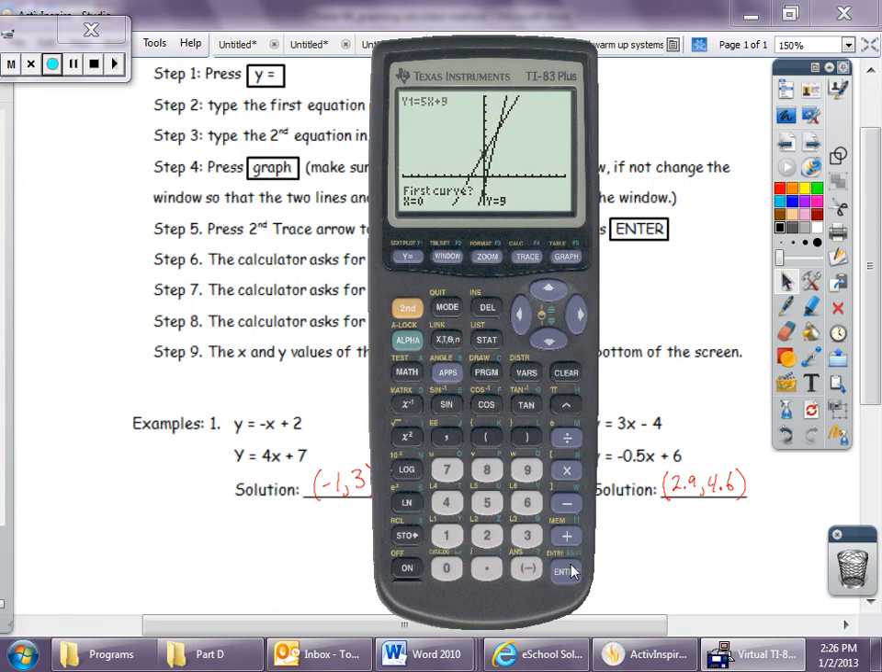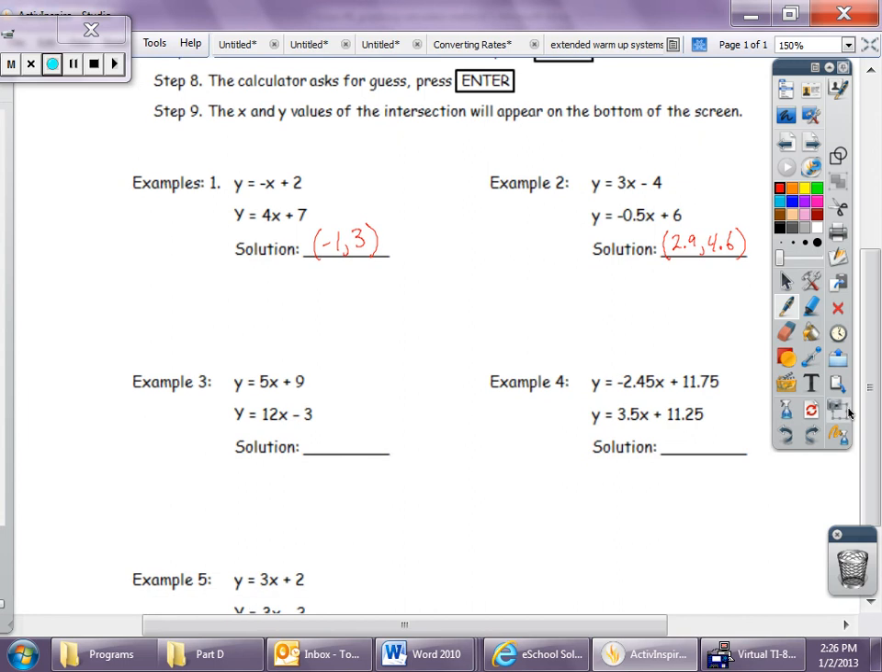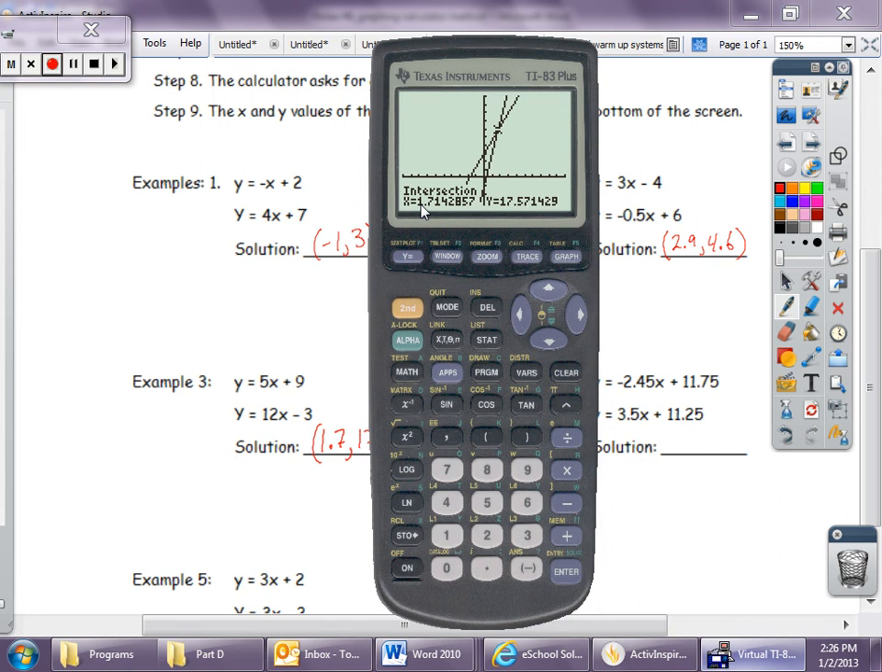We hit enter for the first curve, enter for the second curve, enter for the guess, and it tells us the intersection is 1.7 and 17.6. Once again, we're going to round these. So we got 1.7 and 17.6. So 1.7 is the x value, 17.6 is the y value.